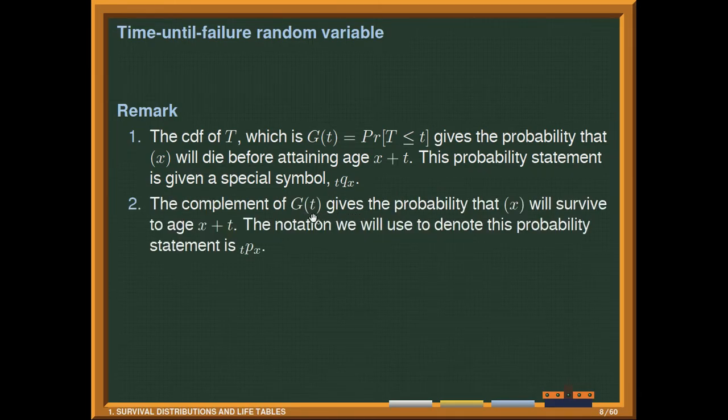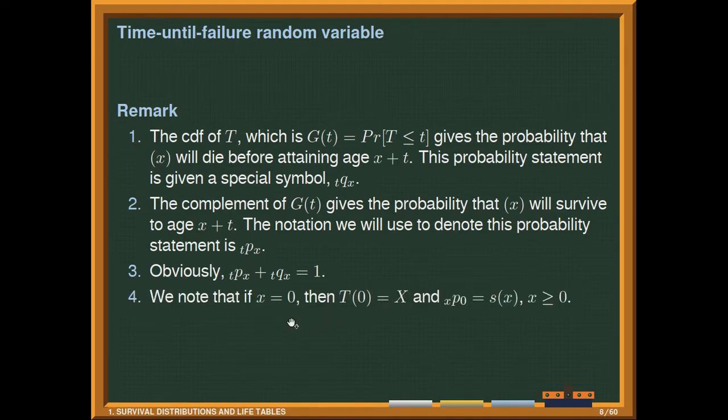The complement of G of t, which is actually the probability that a person age x will survive to age x plus t, is represented by this notation, tpx. So tpx gives us the probability that a person age x will survive to age x plus t. tqx is the probability that a person age x will die on or before age x plus t. So clearly, we can see that tpx plus tqx is always equal to 1. Okay?